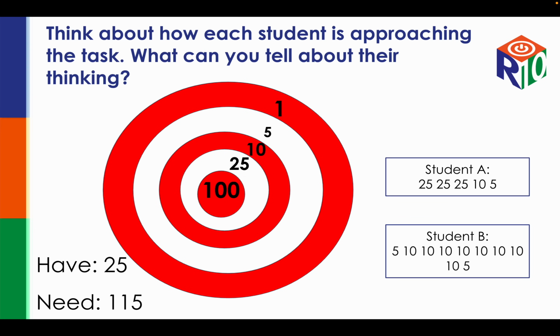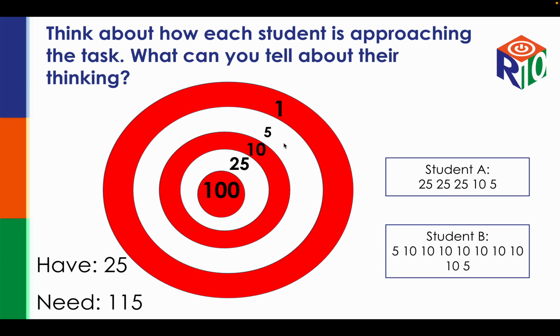We're in the middle of a game, and me and my partner, we have 25 points, and we need to get to 115 points to win the game. So we're asking the students in the class, what do I need to do to win? Student A says, okay, well, I have 25. So if I get a 25, then I get 50. Another 25, 75. Another 25, 100. And then 10 for 110, and then a 5 for 115.